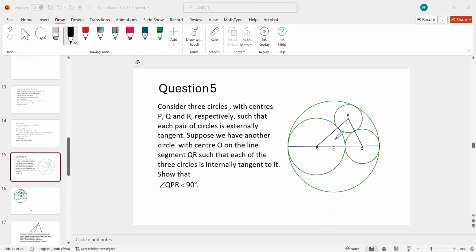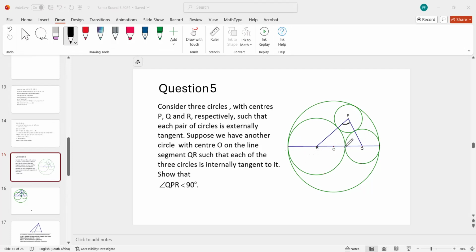And we require to show that angle QPR, this angle here, is acute. All right. Well, it's kind of a question that you really don't know where to start. To show that an angle is acute, you could do 2 things.